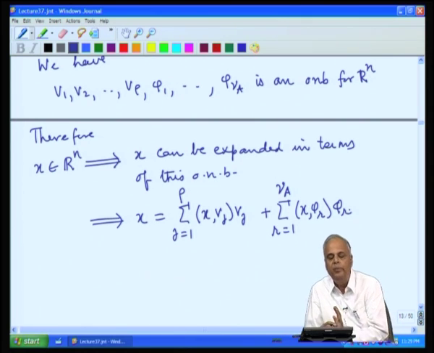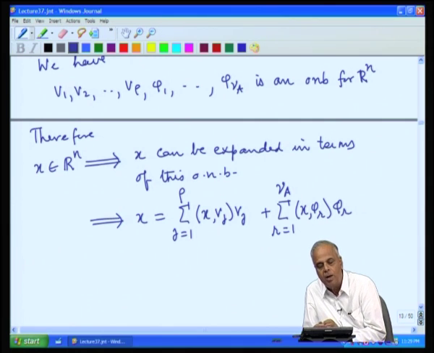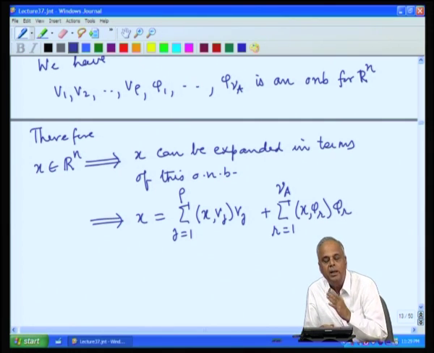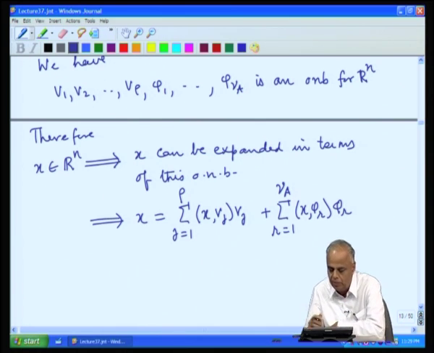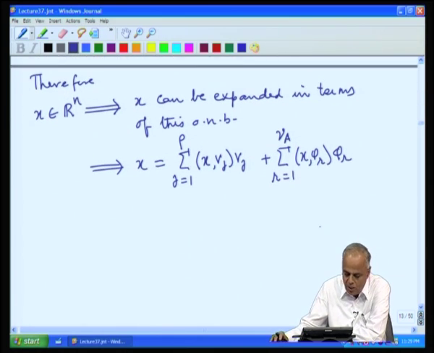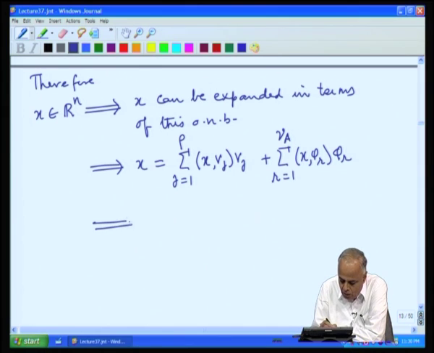This is the so-called Fourier expansion in terms of the orthonormal basis. We have seen that the moment we have an orthonormal basis, we always have a Fourier expansion of this form. Now, once we have this, what does that say about Ax?